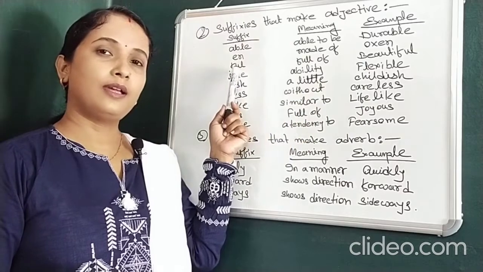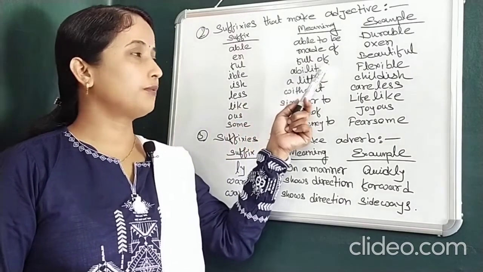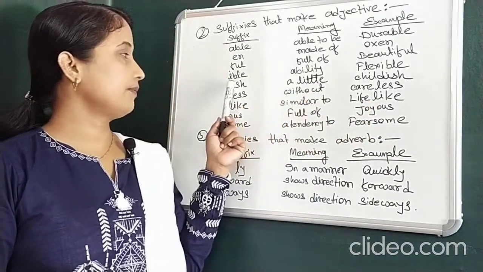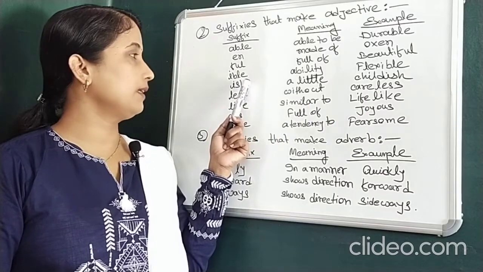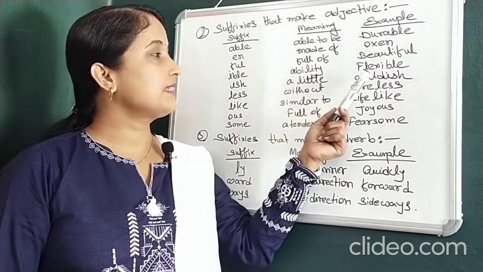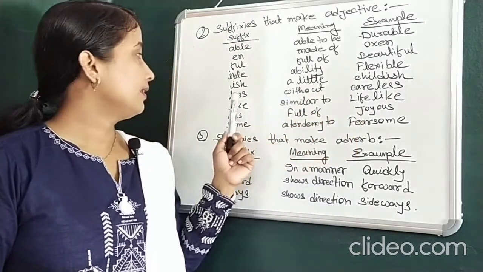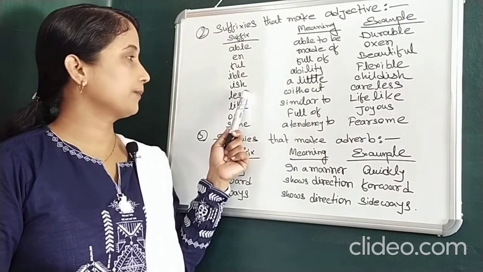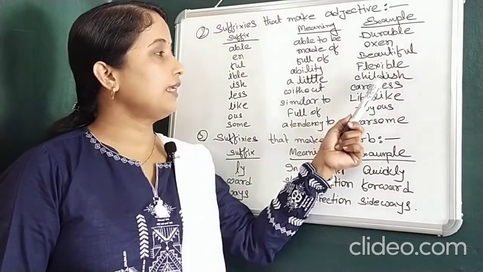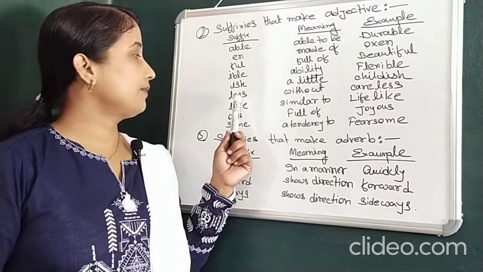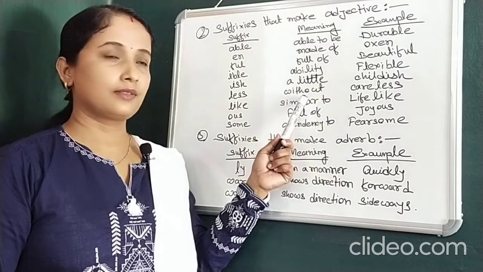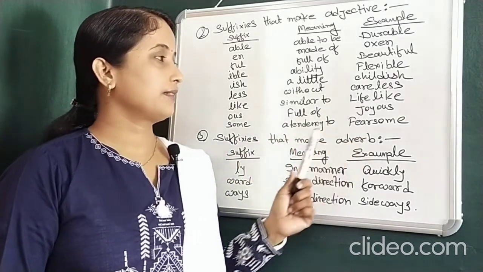Next is ful. It refers to full of. An example is beautiful. Next suffix is ible. It means ability. An example is flexible. Next is ish. It refers to a little. An example is childish. Next suffix is less. It refers to without. An example is careless.